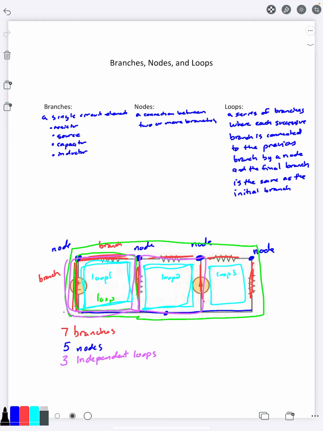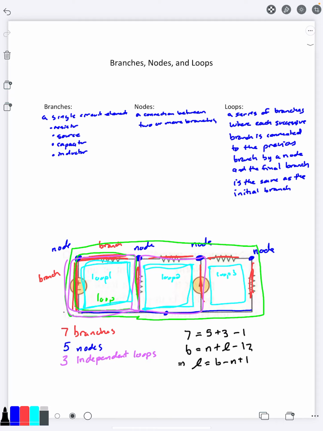Now if we notice these 3 numbers here, it turns out they satisfy an equation. The number of branches is equal to the number of nodes plus the number of independent loops minus 1. You might say, well, okay, sure, these specific numbers work, but it turns out this is true in general: the number of branches is equal to the number of nodes plus the number of independent loops minus 1. Or if you want to, you can solve for the independent loops to find out how many there are. That would be b minus n plus 1.